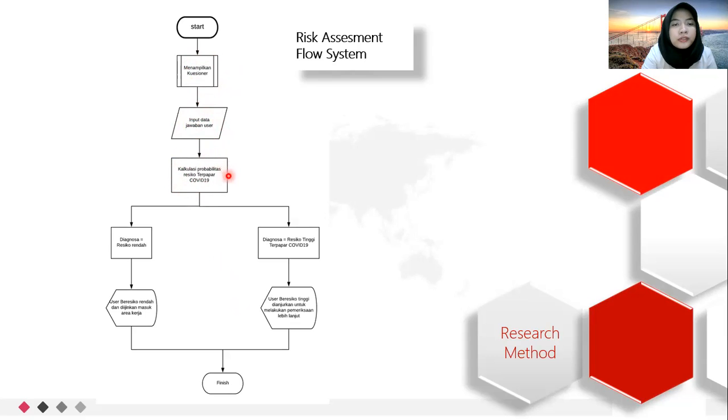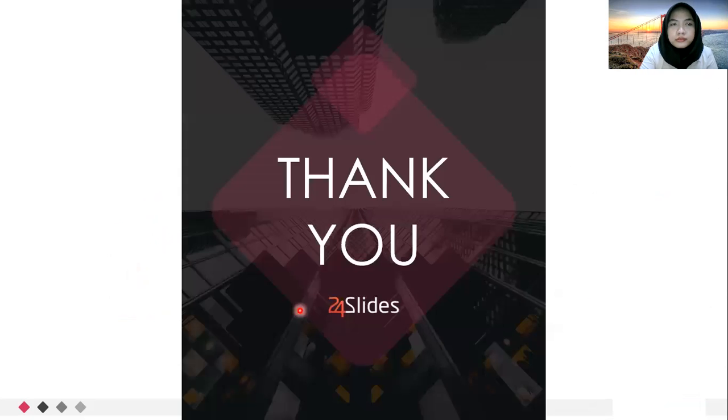The output of the calculation will be divided into two: either high risk or low risk. If they have low risk, the system will notify the user that they are allowed to enter the working area. But if the diagnosis shows that they have high risk, the system will recommend the next step or the next action that has to be conducted by the user.